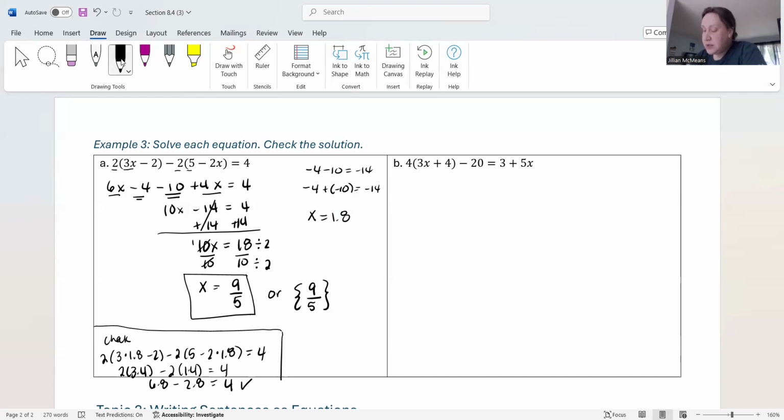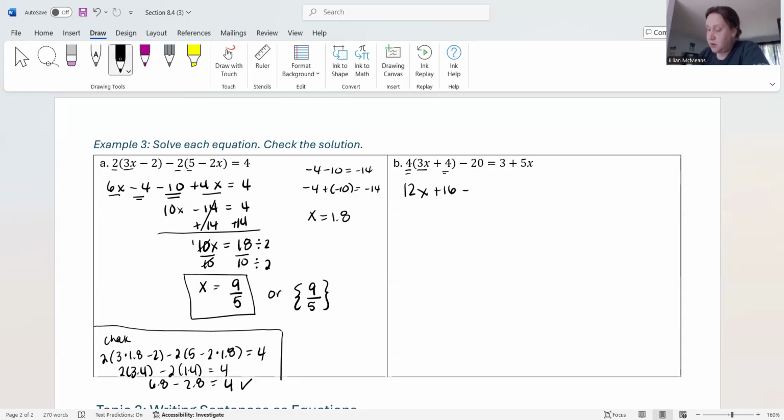Okay, so we have 4 times 3x plus 4 minus 20 equals 3 plus 5x. We definitely want to start by distributing. So on the left, we have 4 that we need to distribute through 3x plus 4. So I want to take 4 times 3x. Well, 4 times 3 is 12, and then we just keep the x. I then need to take 4 and multiply it by this 4 over here. So 4 times 4 is 16, and then just rewrite the rest of the equation.